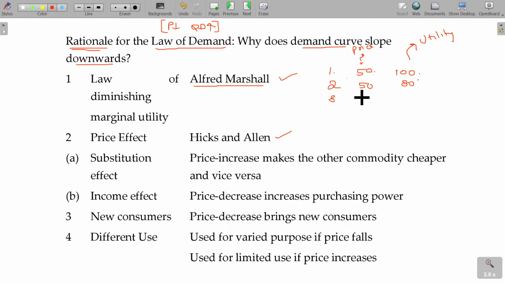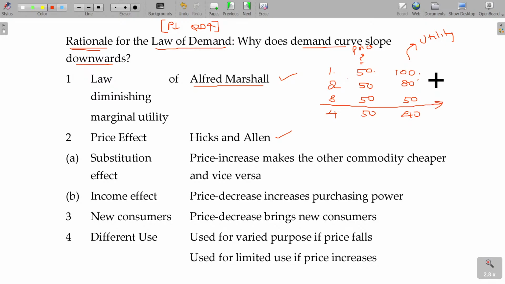Third time, if you purchase it for 50, how do you feel? Sir, it's only worth 50. Fourth time, if you pay 50 and purchase the apple, you say, sir, it's only 40. Next time, you don't purchase. Thereafter, you stop purchasing.